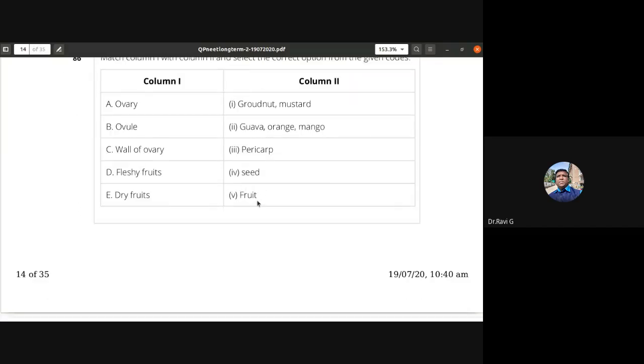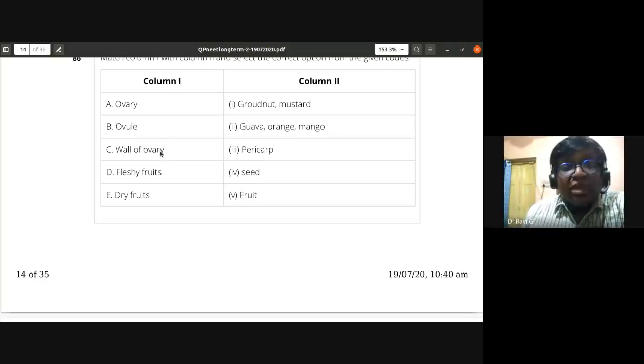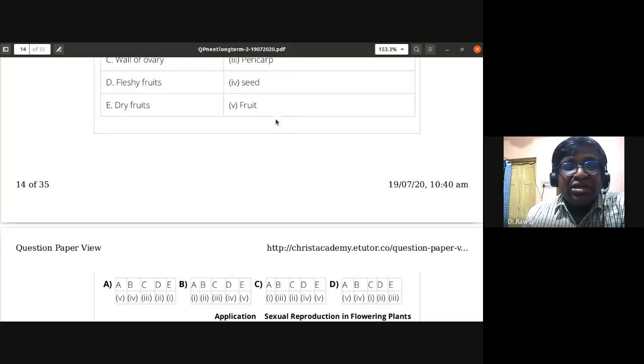86, you have to match column 1 with column 2. Ovary after fertilization forms the fruit. A is 5. B is 4. Ovule forms the seed. Wall of the ovary is going to form the pericarp. Fleshy fruits: guava, orange, and mango are examples. Dry fruits: groundnut and mustard are examples. So just see in which combination they have this. A is 5, B is 4, C is 3. So B is the answer.